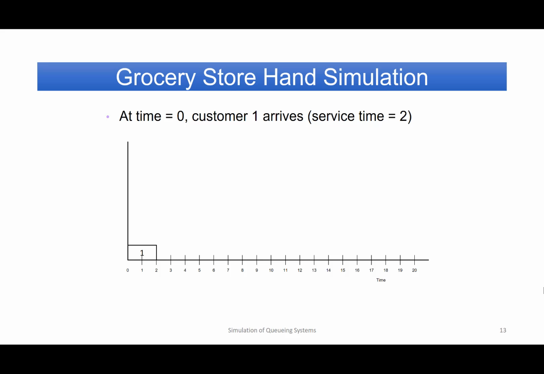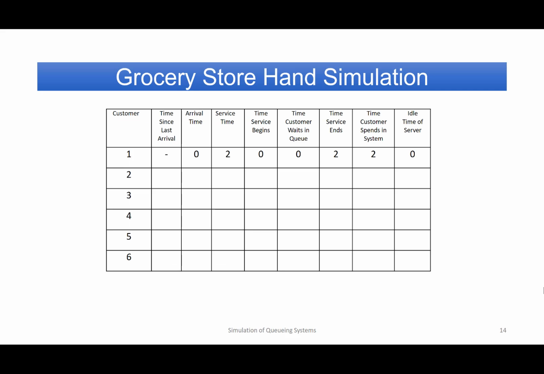At time 0, the first customer arrives. In their case, the service time was 2. So the customer starts at time 0, and after 2 service time, regardless of what units it is, that's when the customer is complete. We then fill that first line out with all the relevant information.